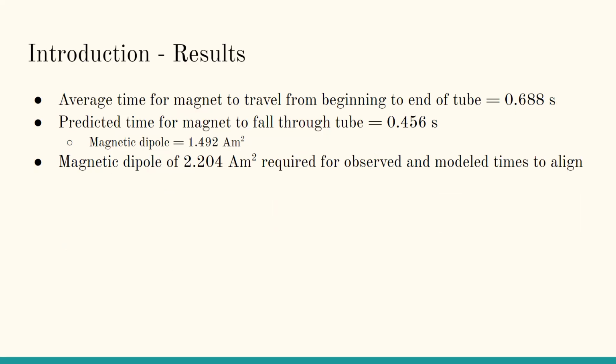So the main results: the average time for the magnet to travel from the beginning to the end of the tube was 0.688 seconds, and the modeled predicted time for the magnet to fall through the tube was 0.456 seconds when we used a magnetic dipole of 1.492 amps meters squared. And then we needed a magnetic dipole of 2.204 in order for the observed and modeled times to align.